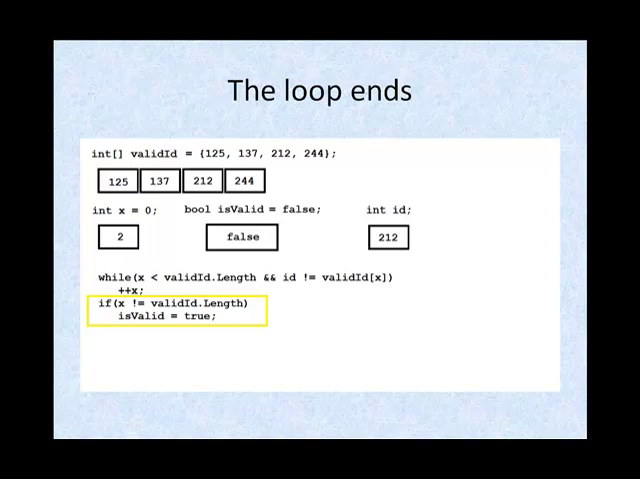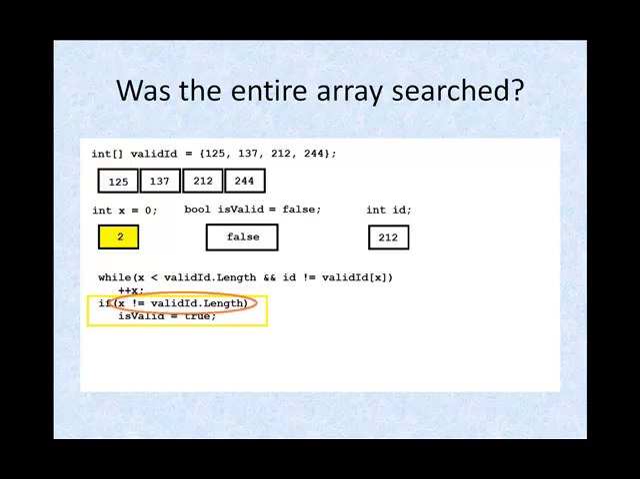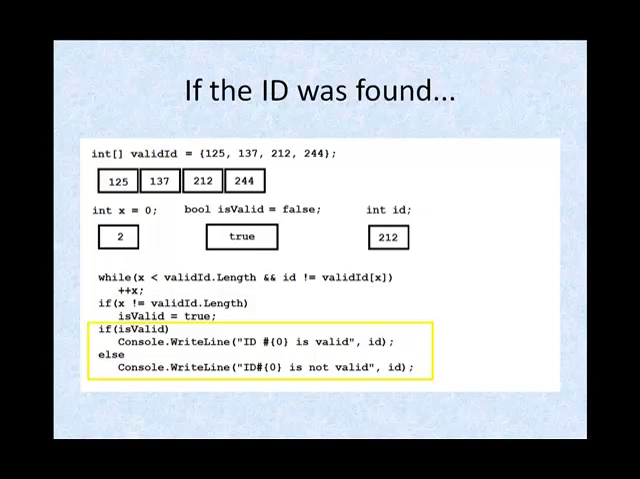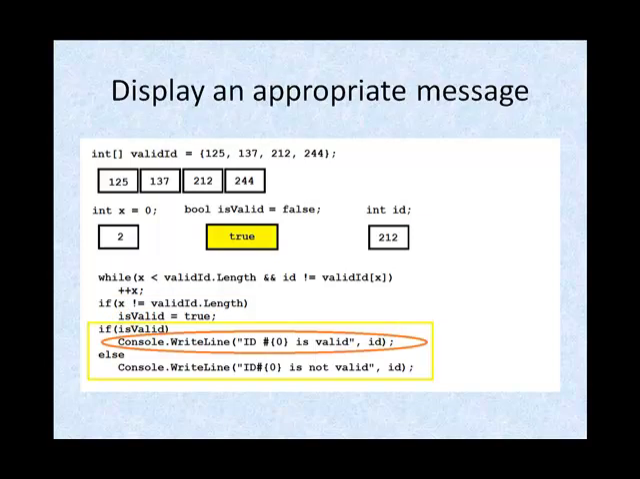If x is not the length of the array, and x is 2, and the length of the array is 4, so that's true, it means we found the ID number in the array. In other words, we didn't search through the whole array without making a find. So isValid is set to true. Then we can test if isValid, write that the ID number is valid. And it is, and 212 is a valid ID number.